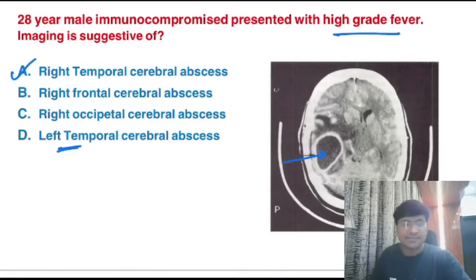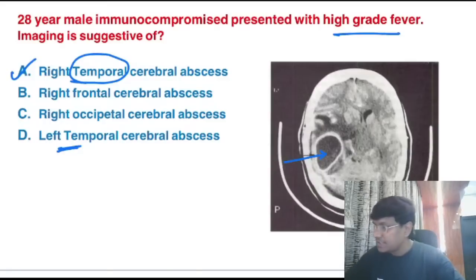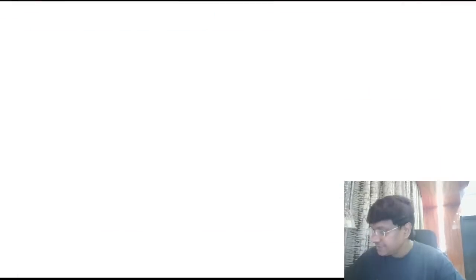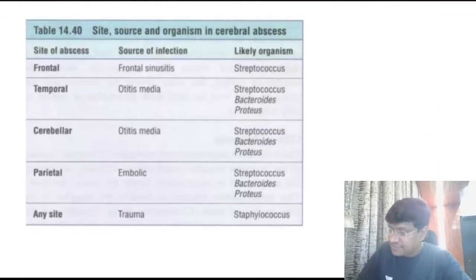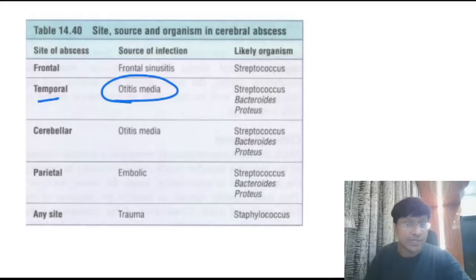Okay, it's a very simple question integrating your anatomy as well as general medicine. But what I wanted to tell you is, if the individual is developing the right temporal cerebral abscess or any temporal cerebral abscess, where should be the source of infection? Now, let me show you another very, very important table. Yes. So, if it is the temporal abscess the patient is developing, the source of infection will be from the ear, that is otitis media.